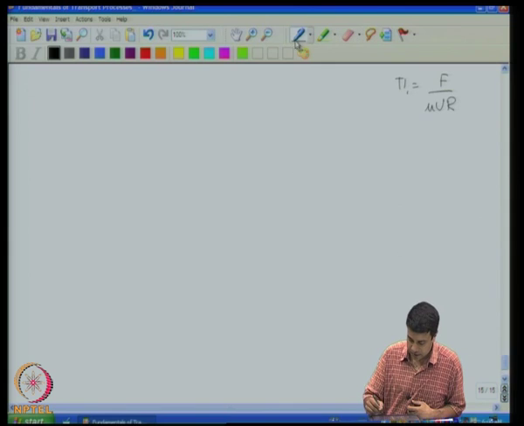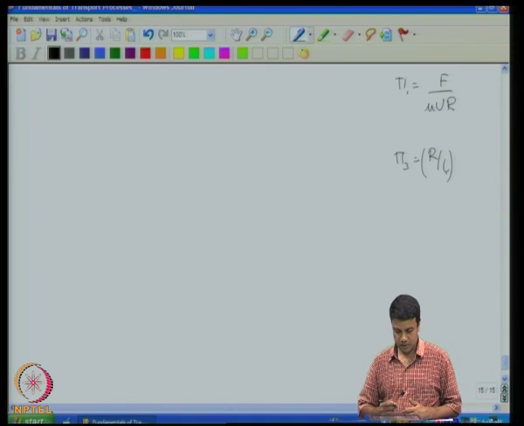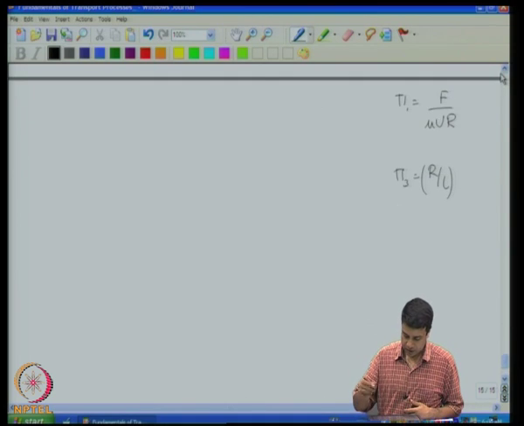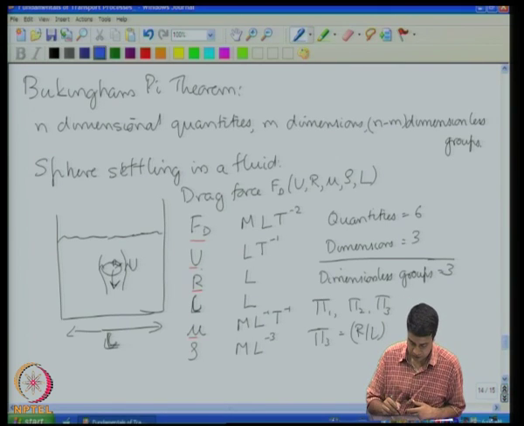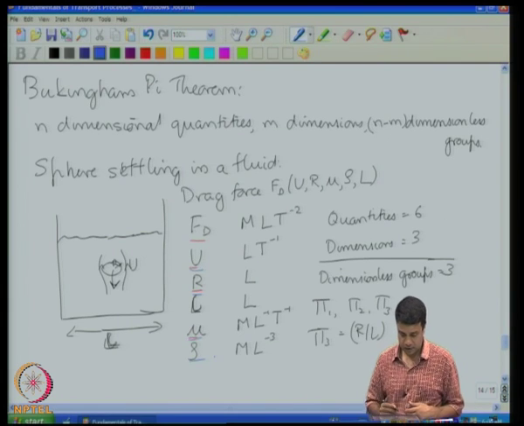I already said that the third dimensionless group can be written as the ratio of length scales r by L. What about the second dimensionless group? Let us go back to the previous example. The second dimensionless group that I can assemble, I have already assembled one with the force in it. Force is a dependent variable. So, therefore, the second one does not have to have force. Therefore, it has to have the other 4 quantities. It has to have the velocity, the radius, the viscosity and the density in it.